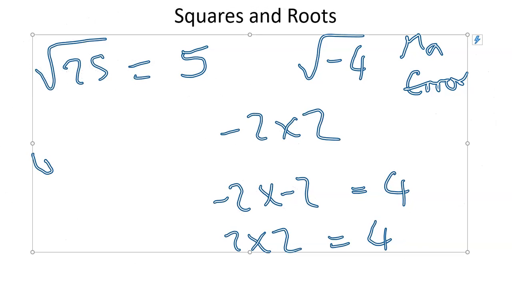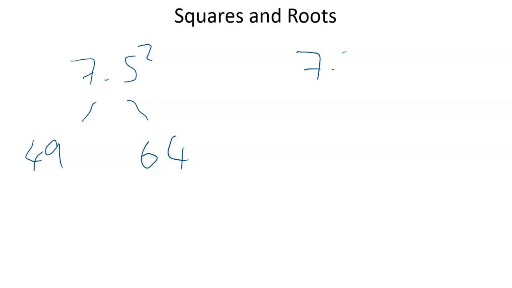So what's the other thing you could be asked to do? Well, you could be asked to estimate things. So you might be asked to work out a squared, say, what's 7.5 squared? Well, that's actually not too bad. You can estimate it. It's in between 7 squared, which is 49, and 8 squared, which is 64. But you can actually work it out. If you don't have a calculator, you can still do it.